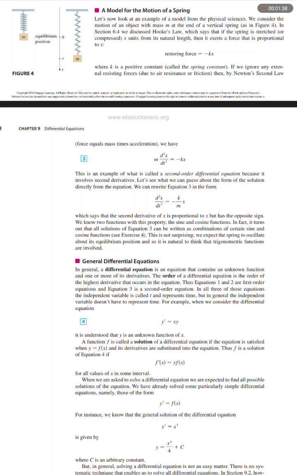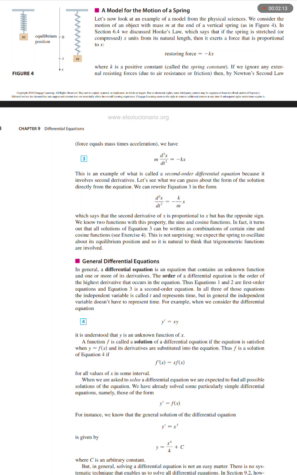Returning to the text. This is an example of what is called a second order differential equation because it involves second derivatives. Let's see what we can guess about the form of the solution directly from the equation. We can rewrite equation 3 in the form the second derivative of x with respect to t squared equals negative k over m times x, which says that the second derivative of x is proportional to x, but has the opposite sign.